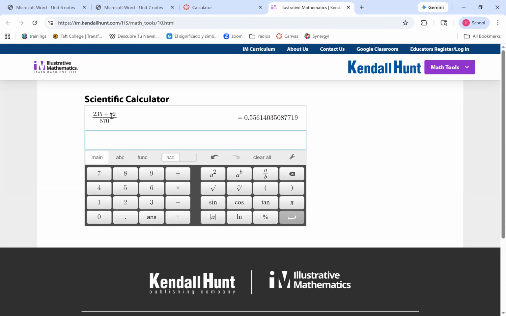0.556. Notice how I didn't have to combine 235 plus 82. I know 235 plus 82 is 317, and 317 divided by 70. I didn't have to do that. My calculator does all the work. Cool. So let's come here. Let me come back to our notes.